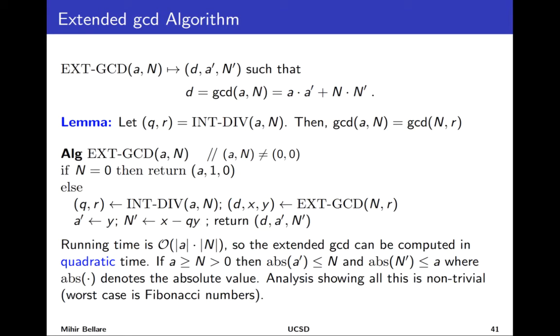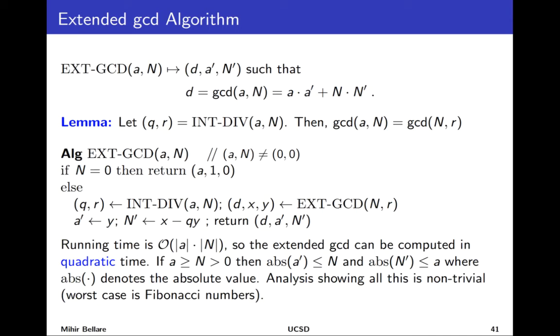So modulo some details, let's say you believe that works. Then another question is, what is the running time? This turns out not to be such an easy analysis, but eventually it can be shown that the running time is quadratic, meaning you take the lengths of a and n and multiply them, and that's the running time. So we remember that the extended GCD can be computed in that much time.